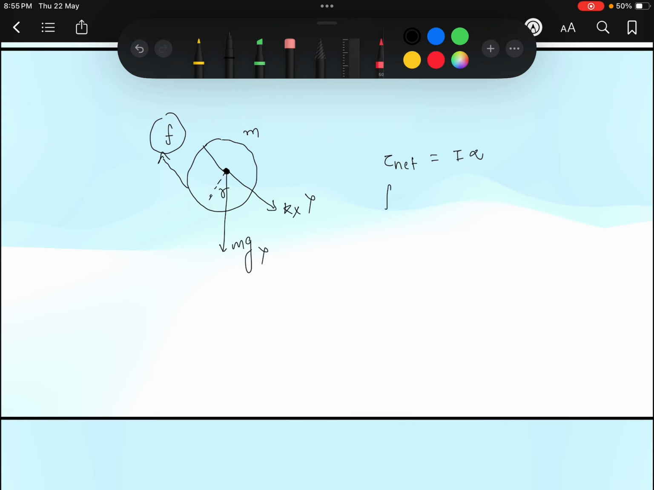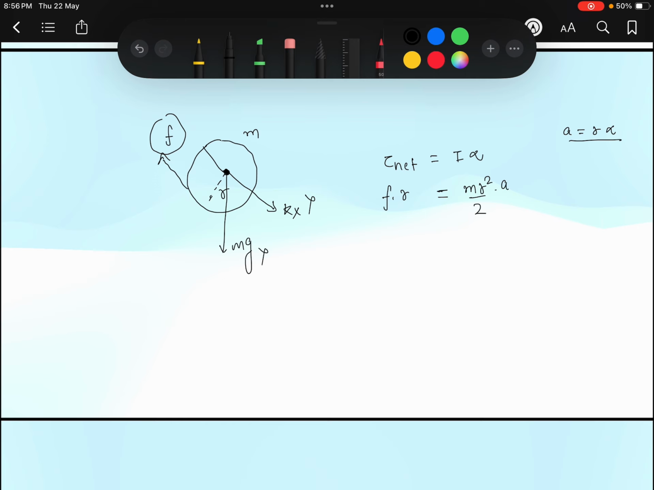So tau net will be equal to frictional force F into perpendicular distance r, that is equal to I, which is m r square by 2, the moment of inertia of the disk. And for pure rolling motion we can write a is equal to r alpha about the center of this disk. So alpha will be equal to a divided by r, right? So here this r will be cancelled out, and this r will be cancelled out with this. So we will be getting here frictional force is equal to m a divided by 2.